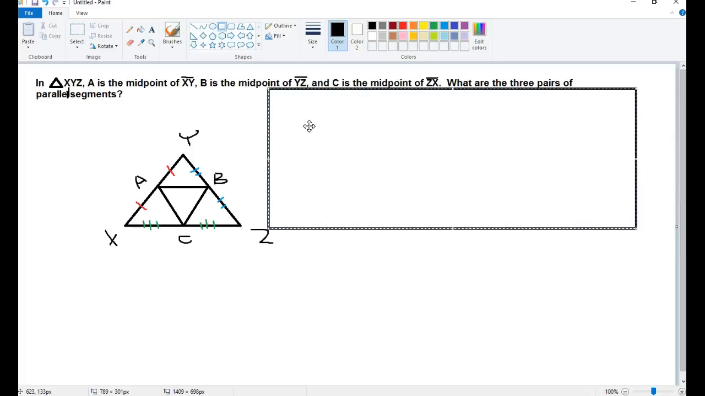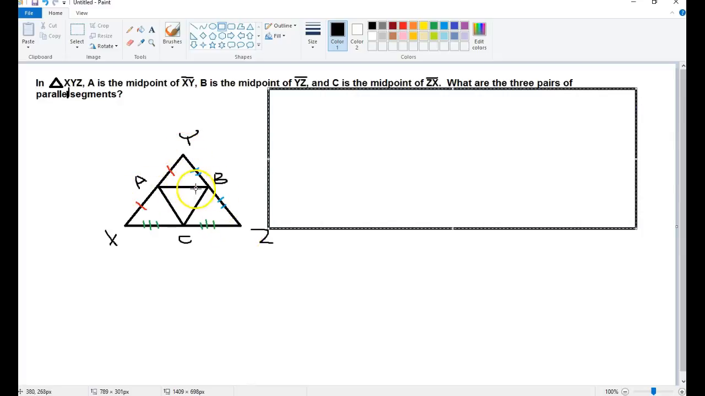So let's take our first segment, AC. AC is a segment here. We're connecting the midpoints of these 2 sides. So when we're connecting the midpoints of these 2 sides, the third side would be parallel. So AC is going to be parallel to YZ.